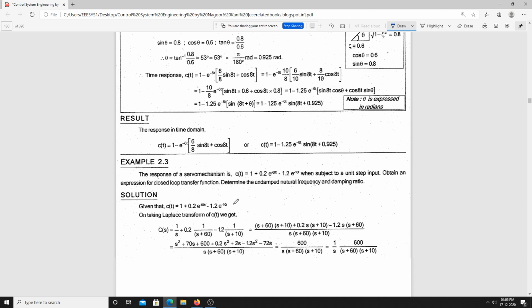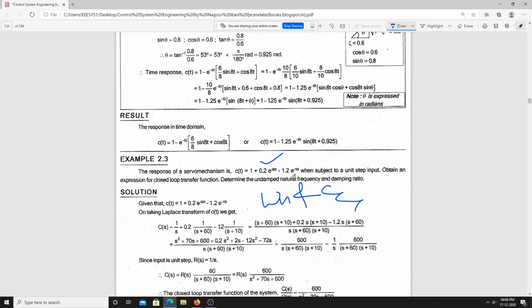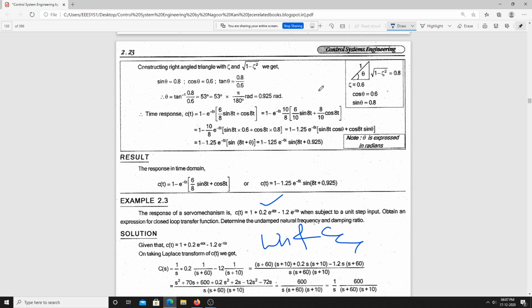Now when we talk about the next problem, this is the example problem we have. Here the response of a servo mechanism is given. When subjected to the unit step input, obtain an expression for the closed loop transfer function. Determine the undamped natural frequency and damping ratio. So we are supposed to find omega n and zeta. Just solve this problem. Please everyone solve this problem.